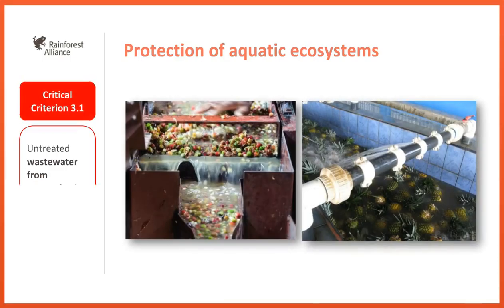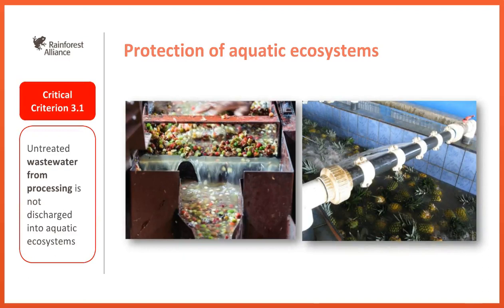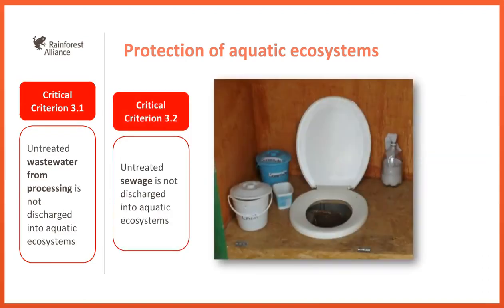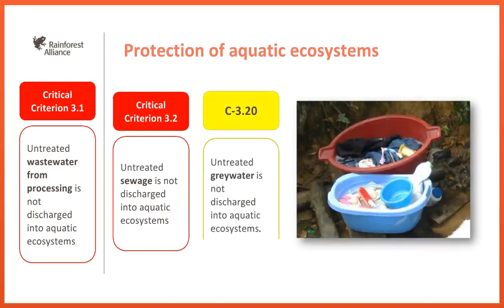Critical Criterion 3.1 says that wastewater from processing is not discharged into aquatic ecosystems unless it is treated. Critical Criterion 3.2 says that untreated sewage is not discharged into aquatic ecosystems. Criterion C 3.20 says that untreated gray water is not discharged into aquatic ecosystems. No wastewater from your farm can be poured into water bodies unless it has been adequately treated.